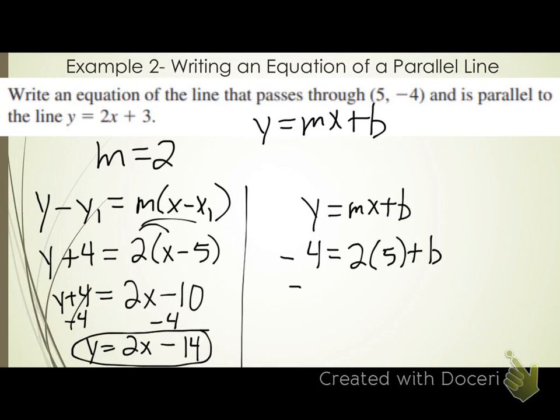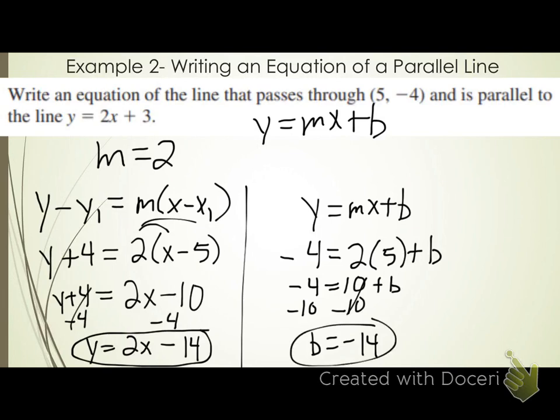2 times 5? 10. How would I get b by itself? Subtract 10. -4 minus 10 gives me -14. So that gave me my y-intercept. So if I'm using this method, I now have a slope and I now have a y-intercept, so I can plug both of those into my slope-intercept form. We get the same answer.